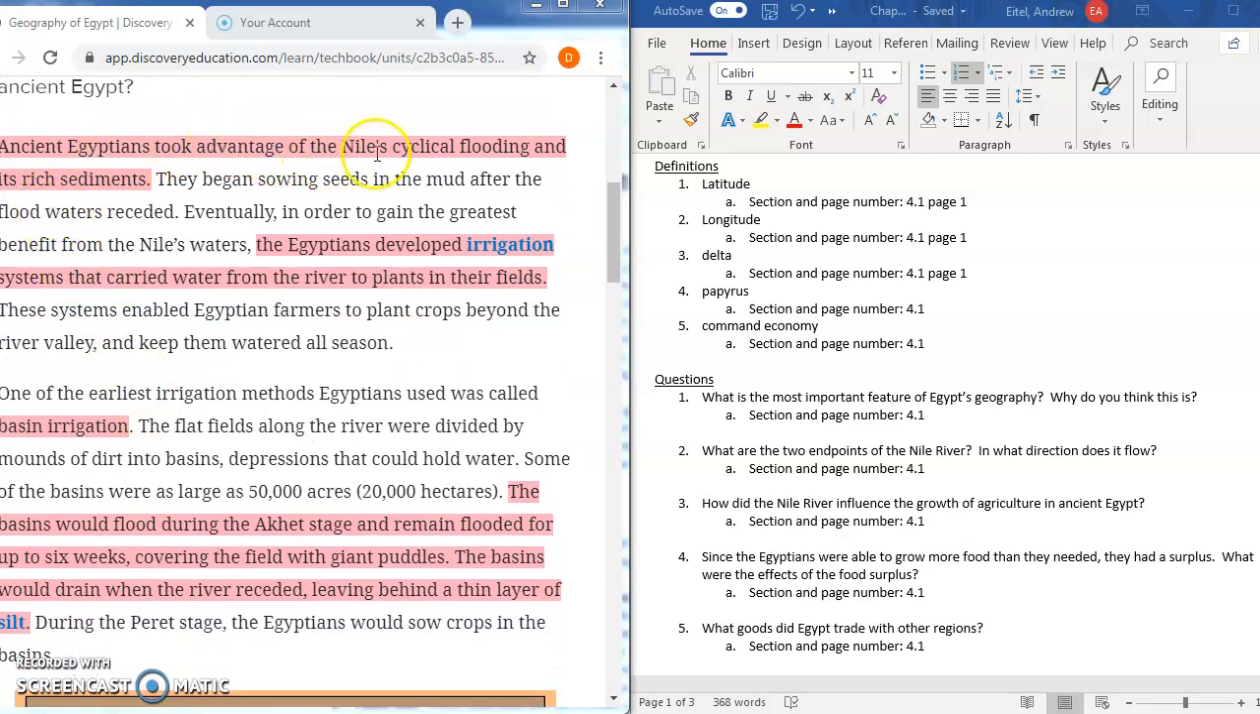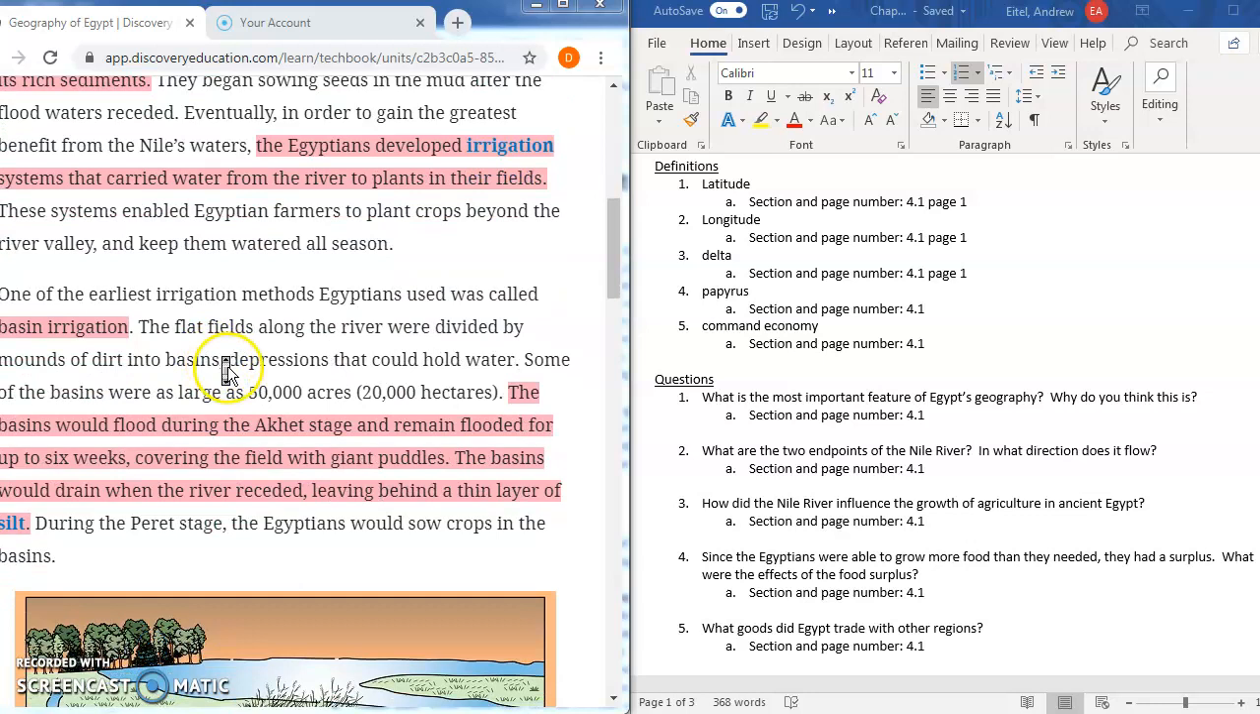Ancient Egyptians took advantage of the Nile's cyclical flooding and its rich sediments. They began sowing seeds in the mud after the floodwaters receded. Eventually, in order to gain the greatest benefit from the Nile's waters, the Egyptians developed irrigation systems that carried water from the river to the plants in their fields. This right here helps you with that answer. These systems enabled Egyptian farmers to plant crops beyond the river valley and keep them watered all season.